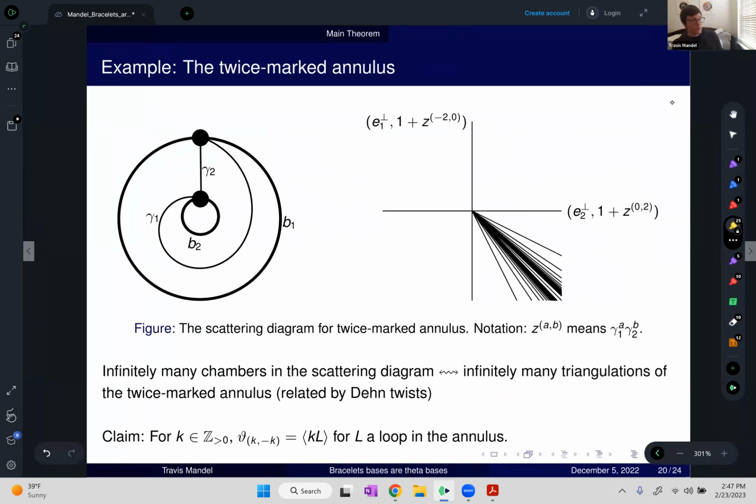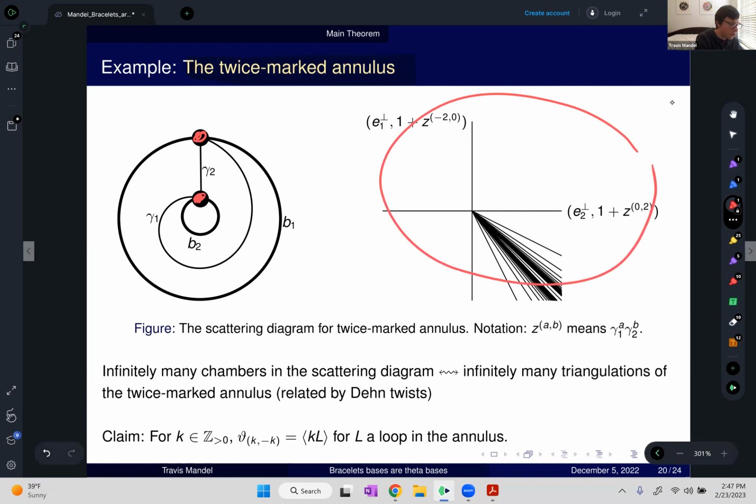Okay, so I'm going to explain a bit where this comes from. I'll start with an example, kind of the simplest interesting example. This is the twice marked annulus. So we have an annulus with two marked points on the boundary, a pair right here. Then these two curves, gamma 1 and gamma 2, together with the boundary arcs B1 and B2, give you a triangulation here.